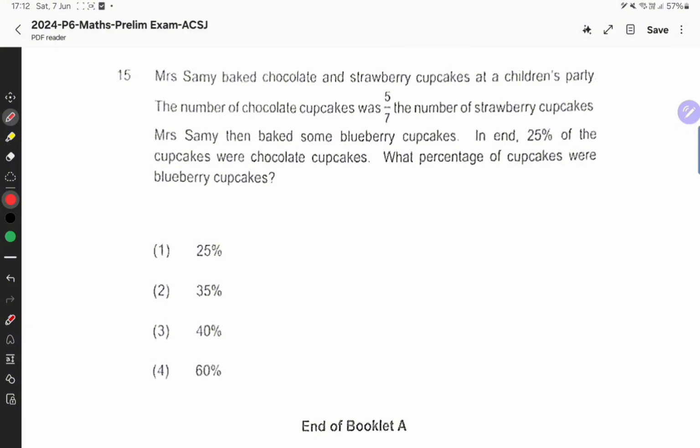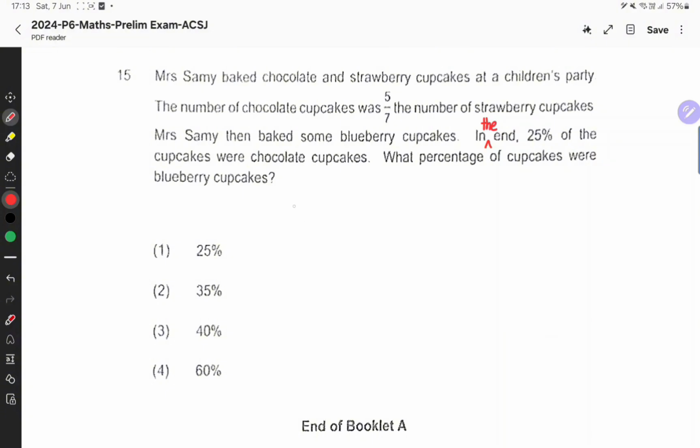Okay, question 15. Mrs. Sammy baked chocolate and strawberry cupcakes at the children's party. The number of chocolate cupcakes was 5 over 7 the number of strawberry cupcakes. Mrs. Sammy then baked some blueberry cupcakes. I think here it is supposed to be in the end. In the end, 25% of the cupcakes were chocolate cupcakes. What percentage of cupcakes were blueberry cupcakes?